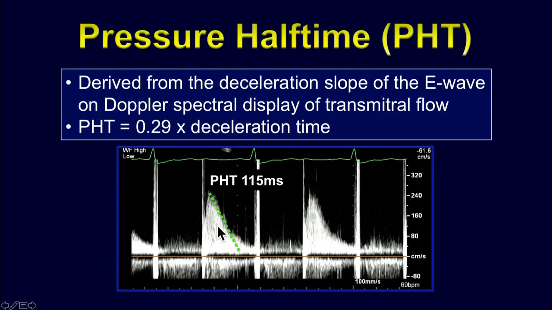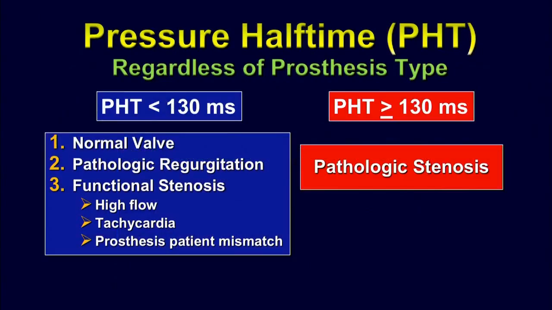And we heard this morning, we're not asked what's the velocity half-time. They ask us what's the pressure half-time. And on the exam, they likely will not give you the pressure half-time. They'll give you the deceleration time. And we just need to remember that the pressure half-time is 29% of the deceleration time. And if the pressure half-time is prolonged, over 130 milliseconds, that's pathologic stenosis.